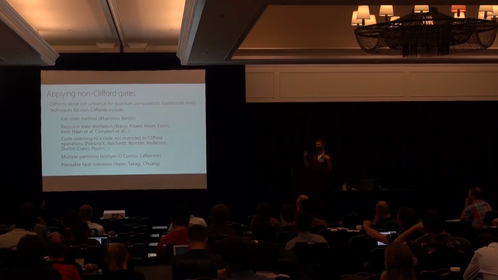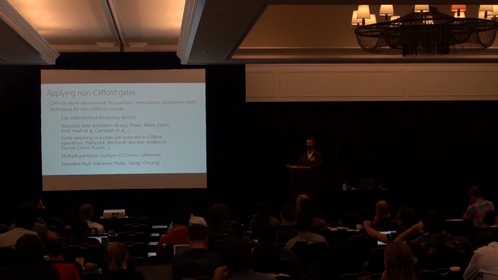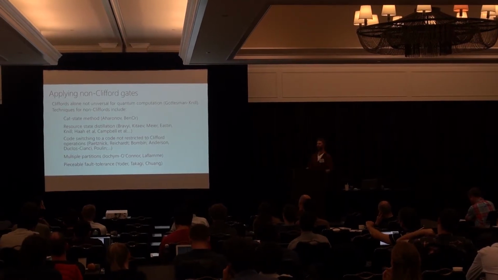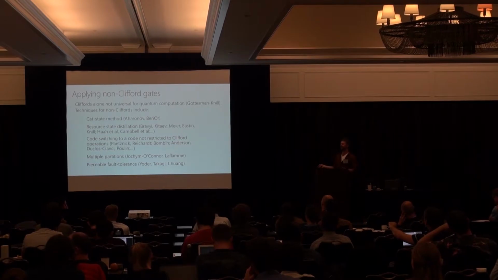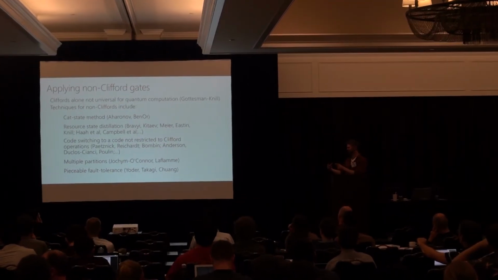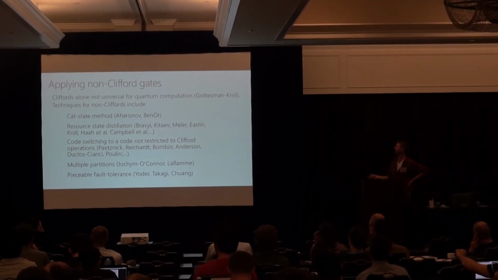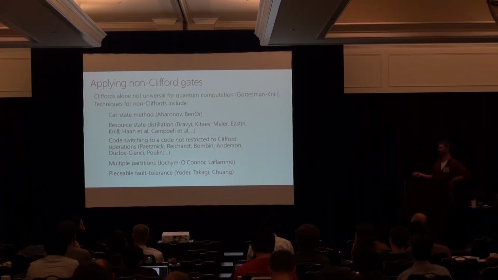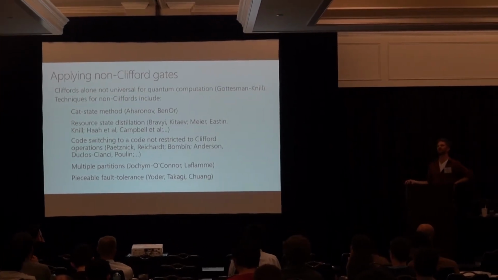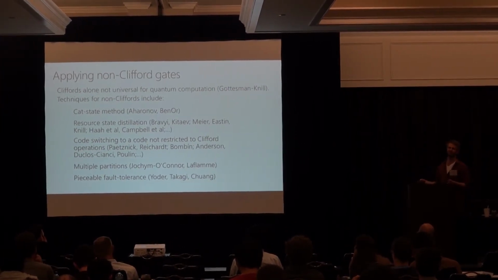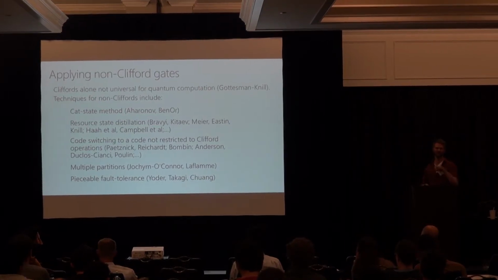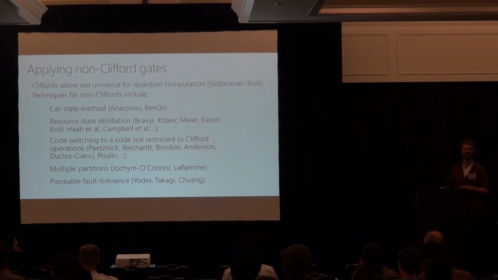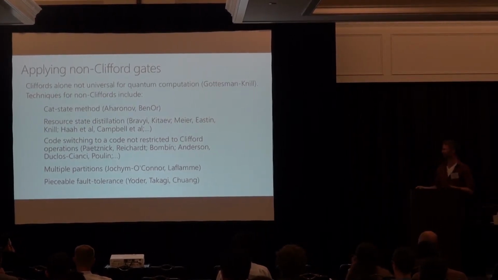So there's code switching. You can start in this code that you want. You can use some other code, in a sense, as a resource and switch to it. And that other code may not be restricted to having just Clifford gates, and then you can use that code to apply your non-Clifford gate and come back. There's also some other cool ideas. So multiple partitions, you can essentially generalize your notion of transversality, and instead of just allowing single qubit unitaries, you can allow coupling of multiple qubits, and you can actually get around some of these no-go theorems.